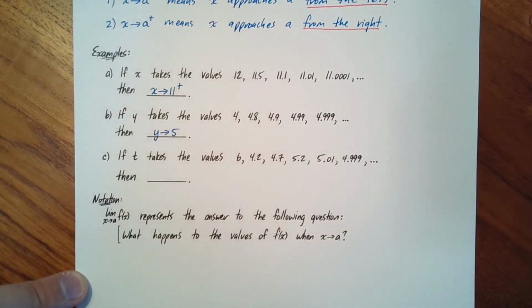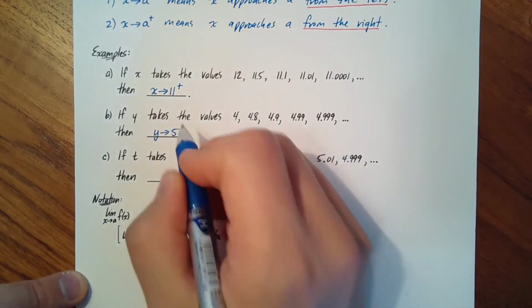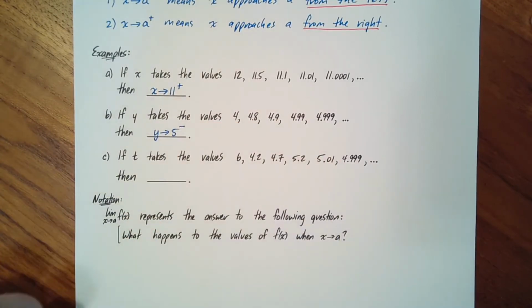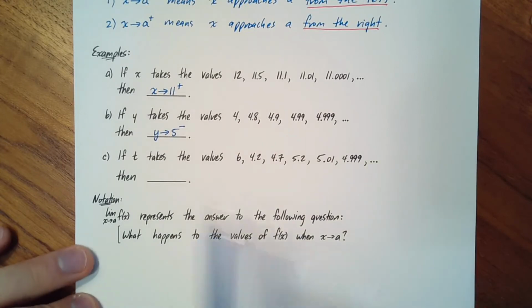But it's doing it from the left, right? Because all of these values are strictly less than 5. So we can say that y approaches 5 from the left. Okay, and then our third example here, we've got a variable t.